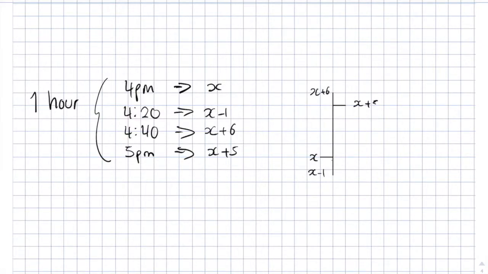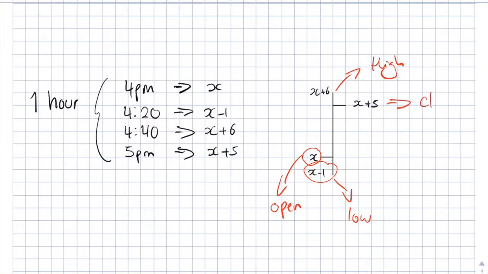Now, it starts at x, so that's the open price. Then it drops down to its low at x minus 1, so that's the lowest that it's reached during the hour. Then it shoots all the way up to x plus 6, so that's the highest that it's reached. And then it drops down to x plus 5, so that's the close price because that's at 5 p.m. or when the hour has ended.